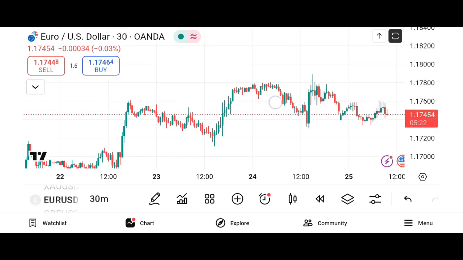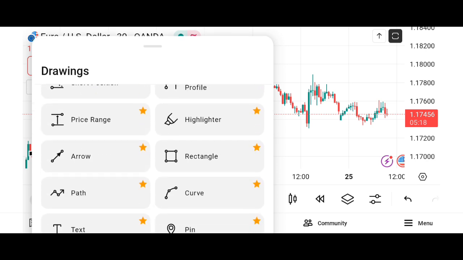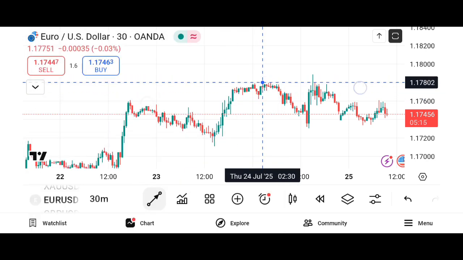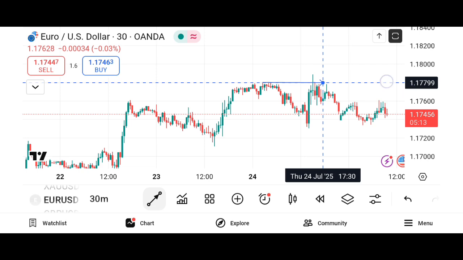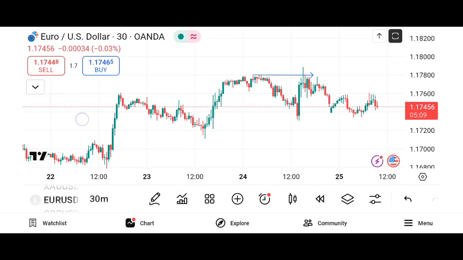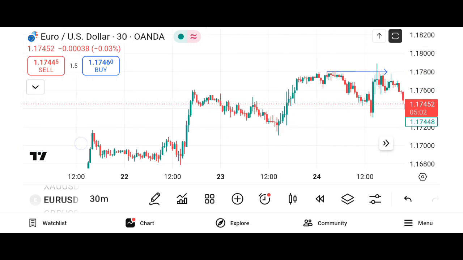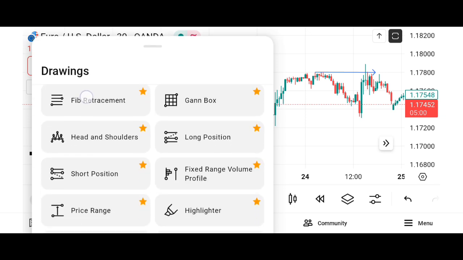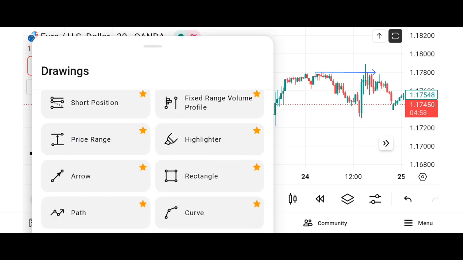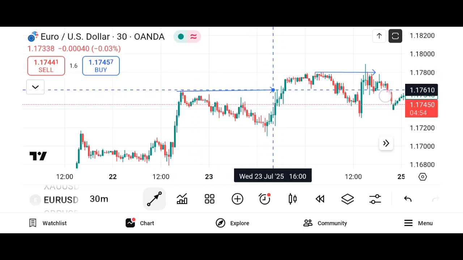You have wick to wick. We have wick to wick right here. Wick to wick. What do you say wick to wick is? Reversal. And right here we had body to wick. Right here we have body to wick.